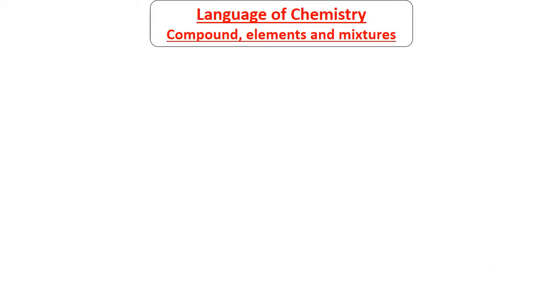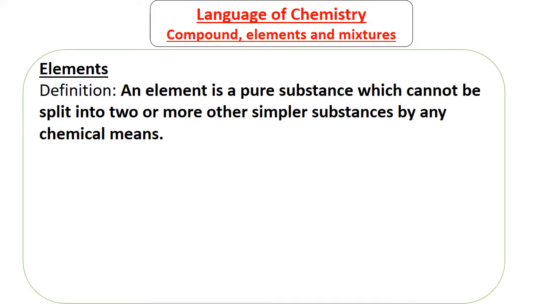So we start with elements. What is an element? An element is defined as a pure substance which cannot be split into two or more other simpler substances by any chemical means. Meaning that if you have been given an element, you cannot break it apart into other simpler substances by any chemical means. What are examples of elements?